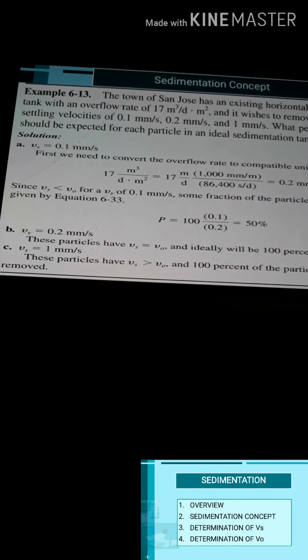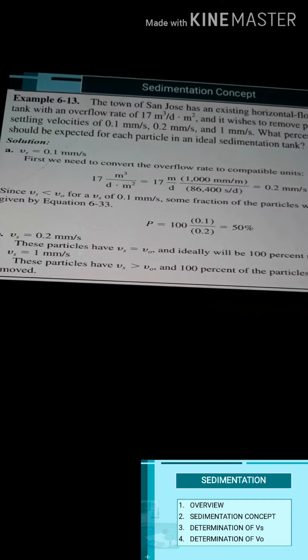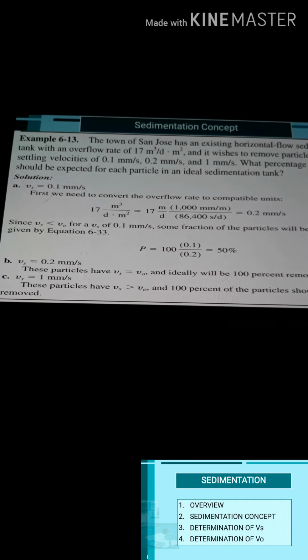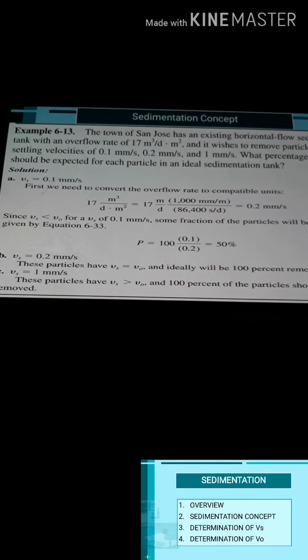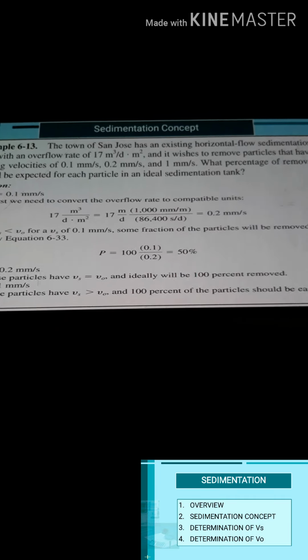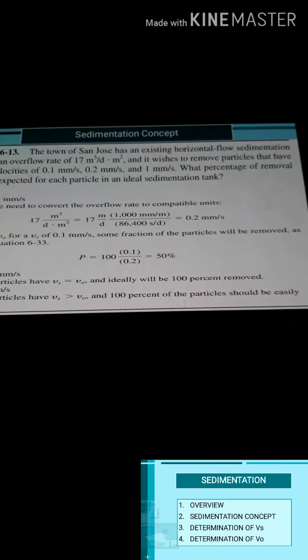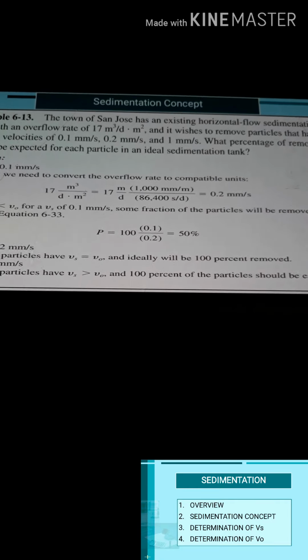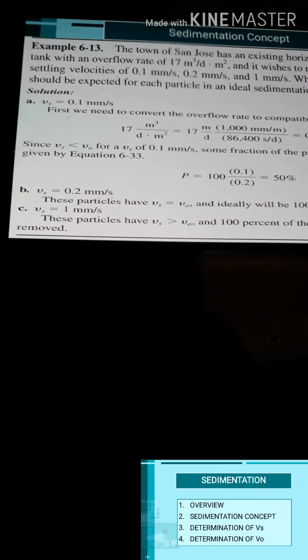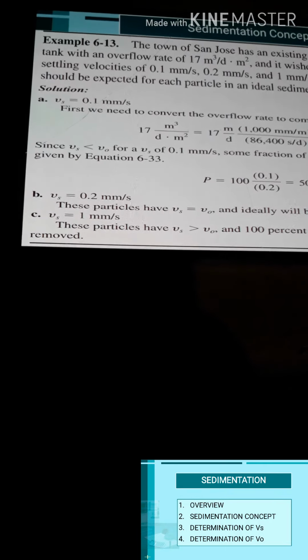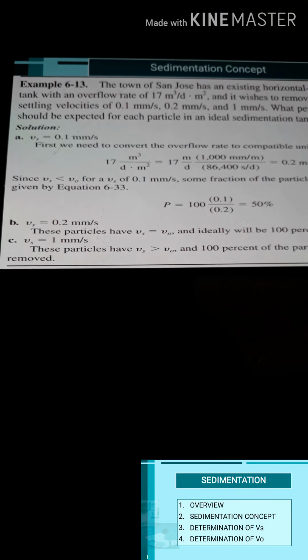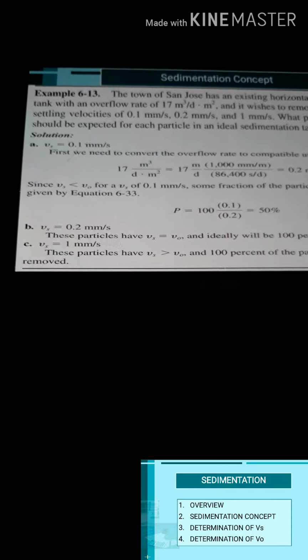So that's our answer for the first one, for the first settling velocity, which is 0.1. For the next one, we have 0.2. This particle has Vs, or settling velocity, equal to the overflow rate, and ideally will be 100% removed. Now, for the third one, we have 1. Our settling velocity is 1. This particle has Vs greater than Vo, and 100% of the particles should be easily removed.